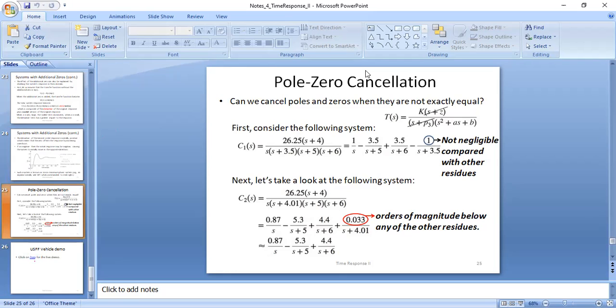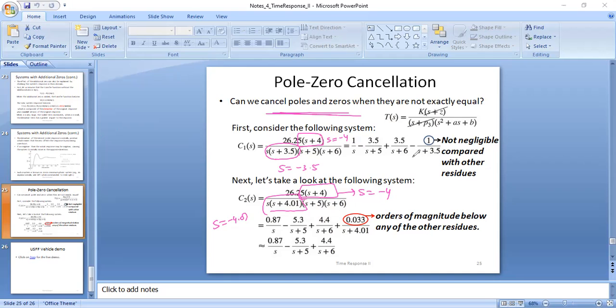Let's look at the system. They have said that suppose here you have s equal to minus 4 and here you have s equal to minus 3.5, right? And here you have s equal to minus 4 and here you have s equal to minus 4.01. So can we cancel poles and zeros when they are not exactly equal?